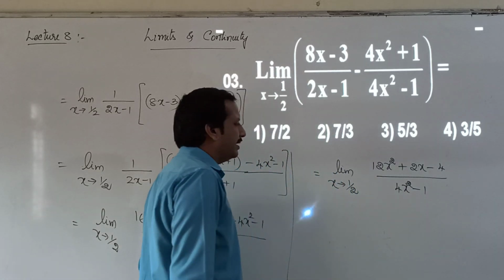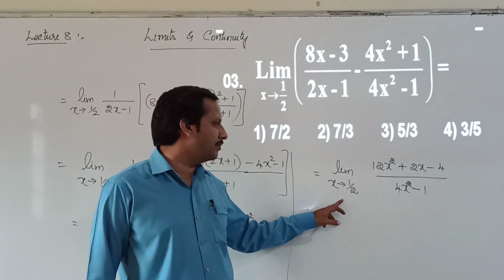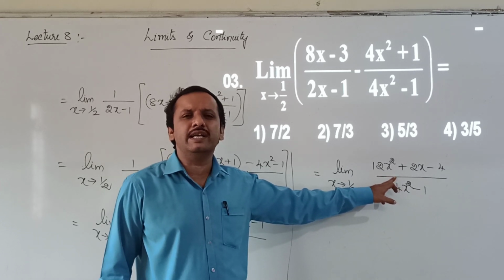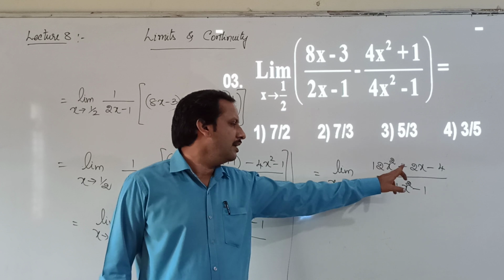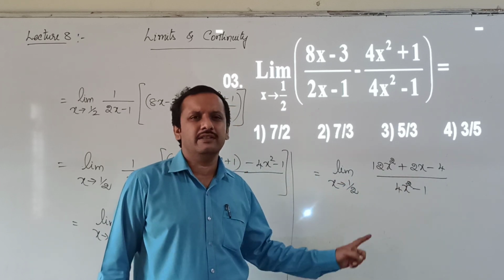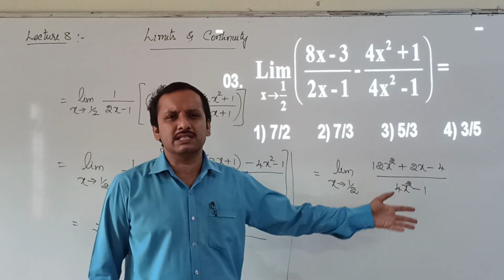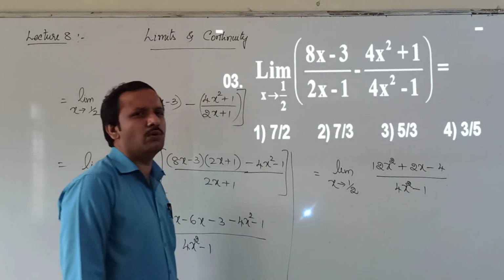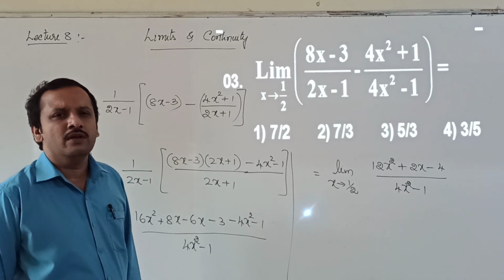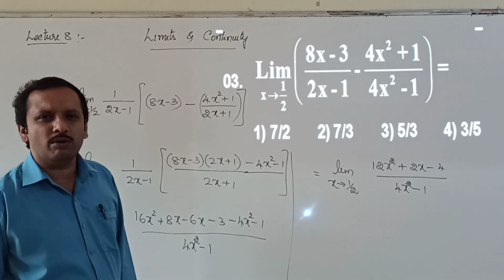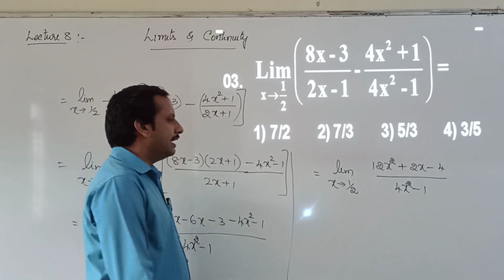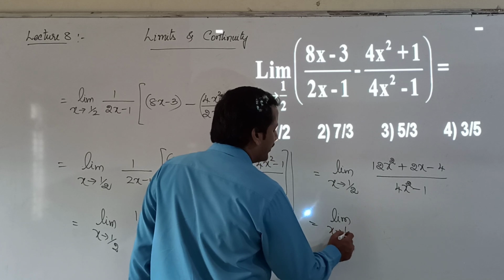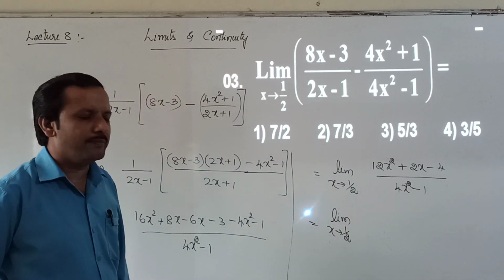Now if you apply the limit, let us see what happens. If I put x as 1 by 2, I am getting 12 into 1 by 2 whole square, that is 12 into 1 by 4, which is 3, plus 2 into 1 by 2, that is 1. 3 plus 1 is 4, 4 minus 4, that is 0. Numerator is 0, denominator 4 into 1 by 2 whole square, that is 1, minus 1, 0. 0 by 0, an indeterminate form. Now we can use L'Hospital's rule when it is of the form 0 by 0 or infinity by infinity. L'Hospital's rule can be used.